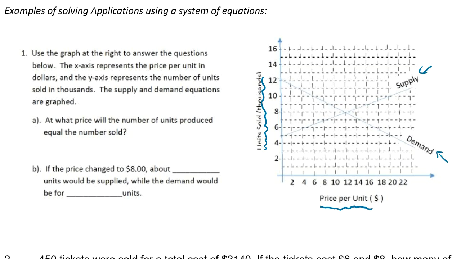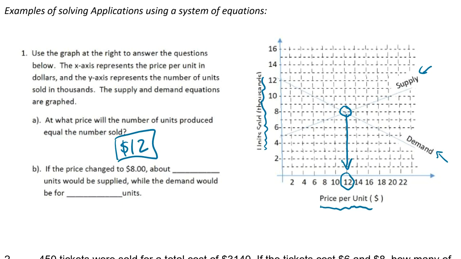Alright, so for part A, at what price will the number of units produced equal the number sold? So basically, at what price will the supply equal the demand? All right, well, we just have to look for where these two graphs cross each other. So it's right here. And if we want to know the price, that means we're just going to look downwards and we can get the price. So it would be at $12.